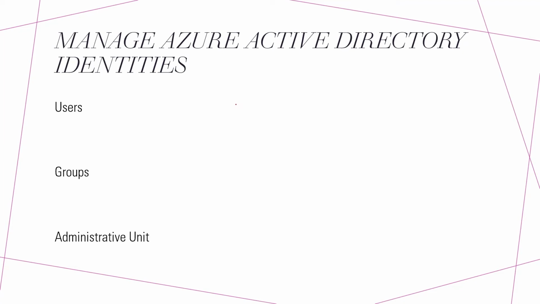Users, groups, administrative units. Let's start with the users. So what is a user? A user account is a synced Active Directory Domain Services object or an Azure AD user object. That means it can be in a local AD or in Azure AD. All the users that need to authenticate in your organization will need a user account.